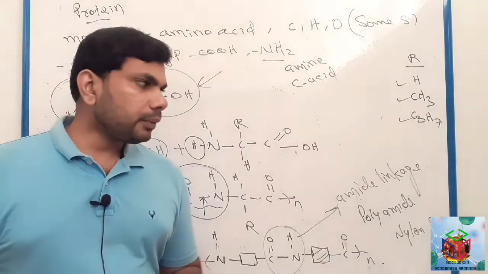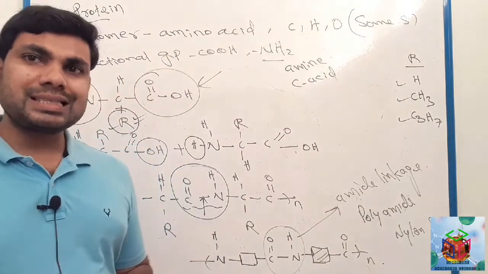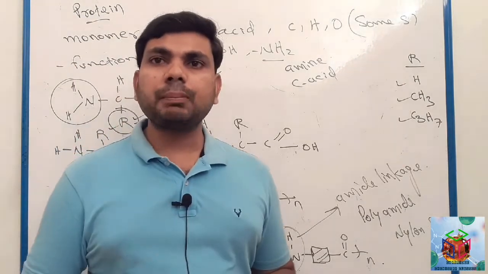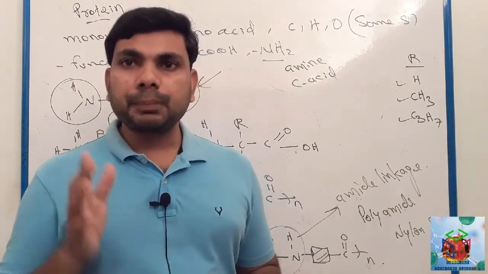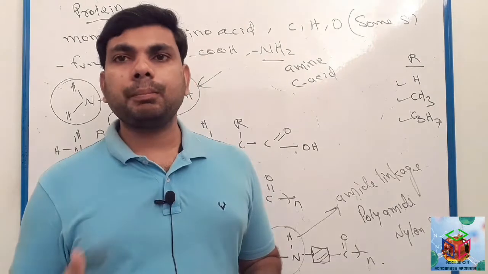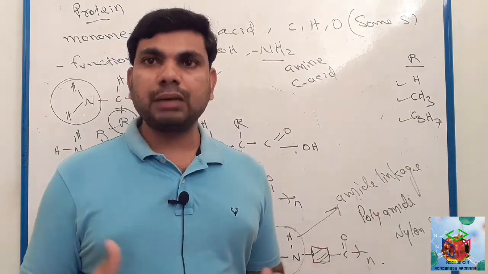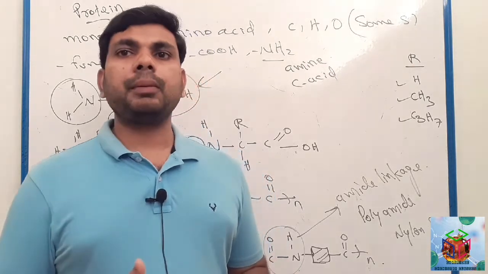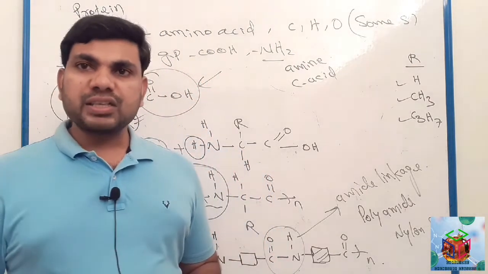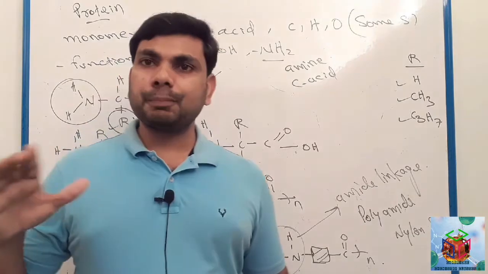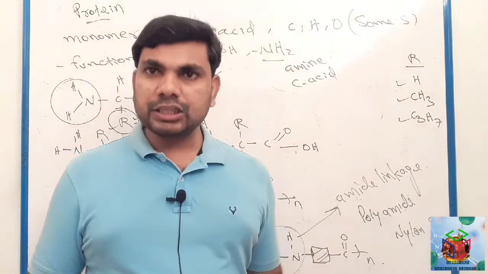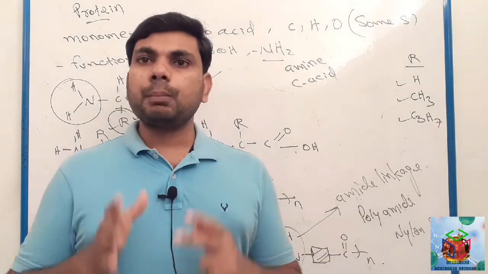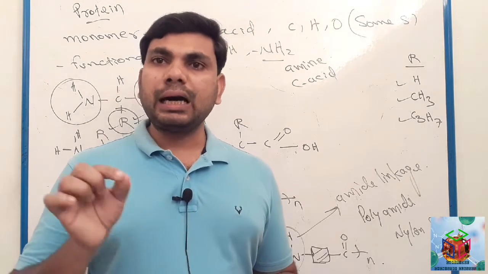Clear? Also one difference: nylon is a synthetic polymer, a non-biodegradable polymer. But protein is biodegradable, it is a biological material, and it is a natural polymer. This is the difference between nylon and protein. What is the similarity between nylon and protein? Both are polymers which contain amide linkage.